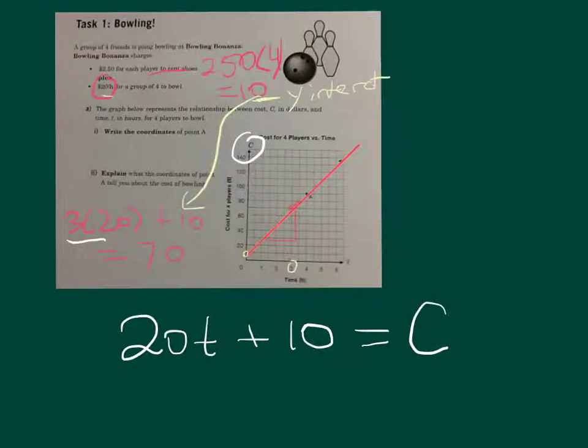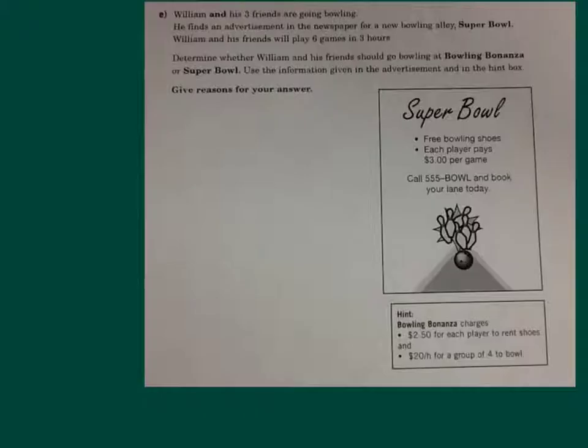In the next part of the question, I'm asked to compare this Super Bowl, which is a new place, with the Bowling Bonanza place. So I'm going to write down the equation of the line of the Bowling Bonanza that I know. The cost is equal to 20 times time plus 10. And I've got to figure out what the Super Bowl one is. So this is for bowling.